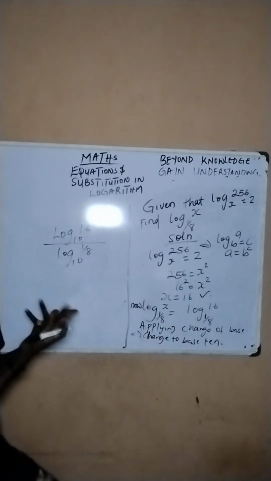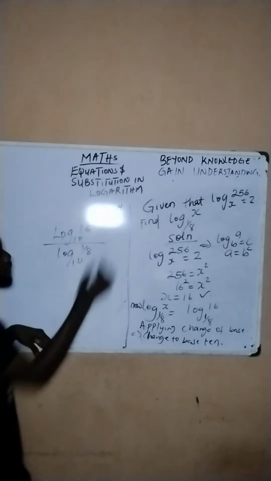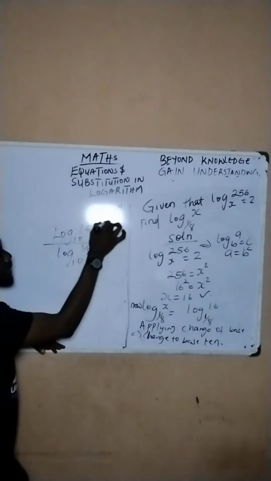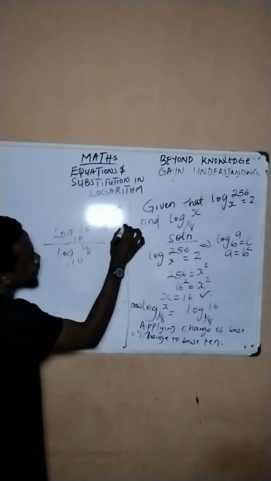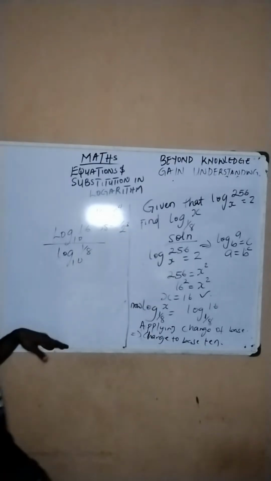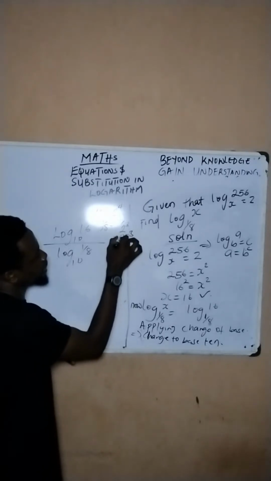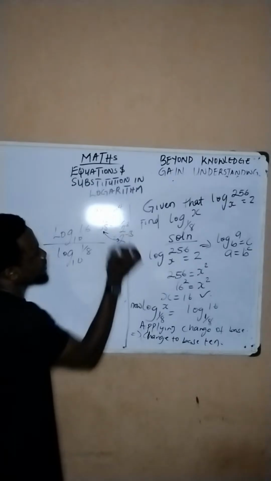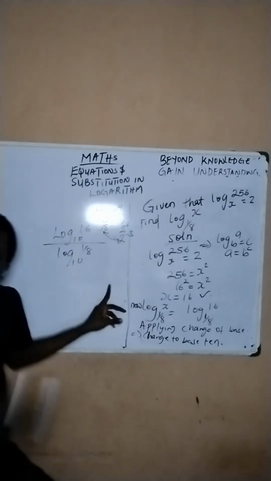So we can now go ahead and simplify here. Well, 16 is 2 raised to the power of 4. And 1 over 8 is 1 over 2 raised to the power of 3, because 2 raised to the power of 3 is 8, which I can revert to 2 raised to the power of negative 3. So this and this mean the same thing. 1 over 8 is 2 to the power of what? Negative 3.